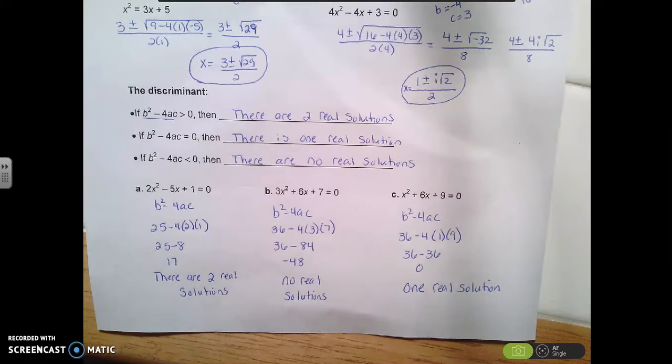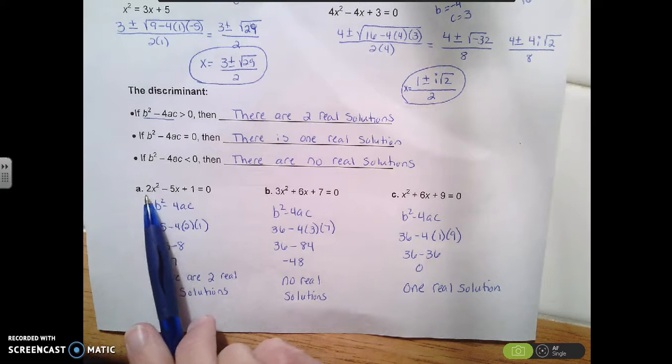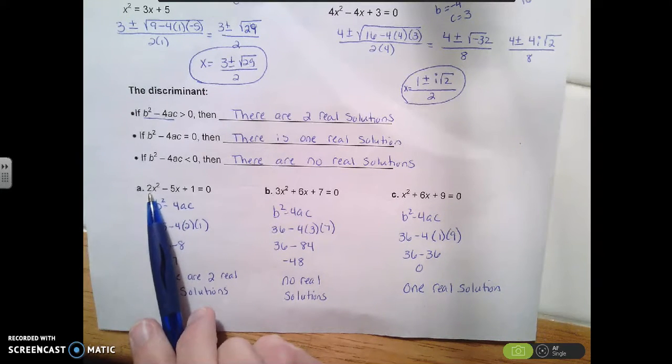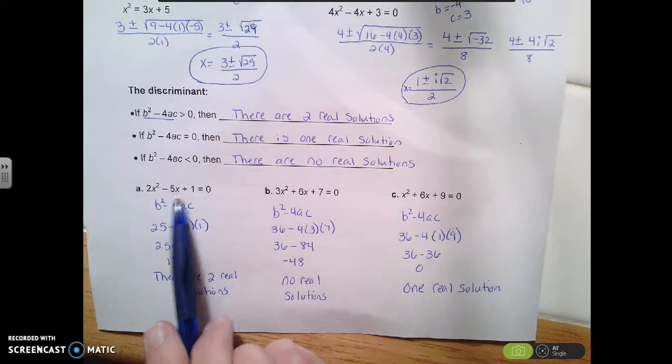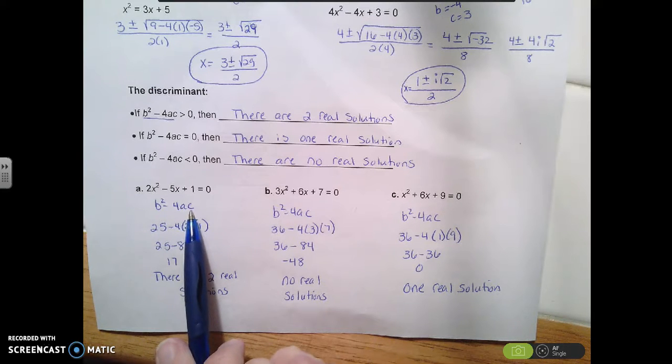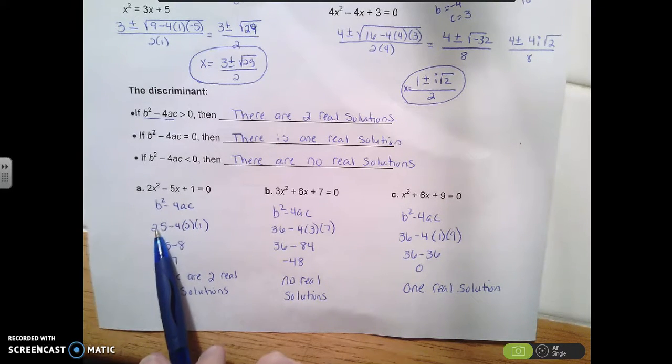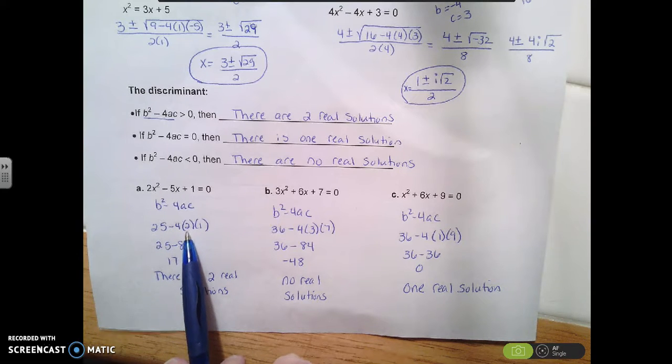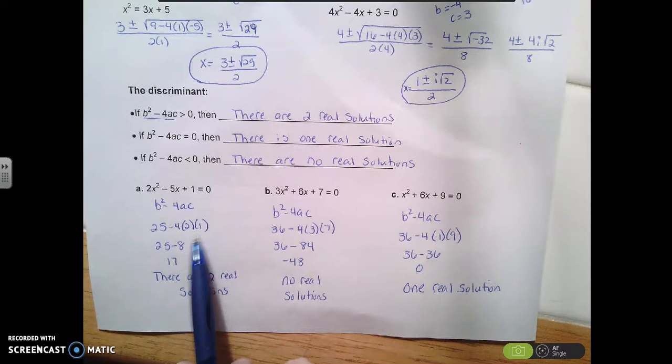So let's look at these problems here, and all I want to know is how many solutions are there? One solution, two solutions, or no solutions? So we're taking this problem, a is 2, b is negative 5, and c is 1, and we're plugging it into the b squared minus 4ac part. So b squared is 25 minus 4 times a is 2, c is 1. We get 25 minus 8, which is 17. So because this number is bigger than 0, that means there are going to be two real solutions.